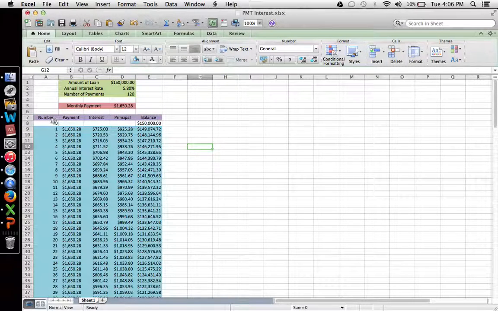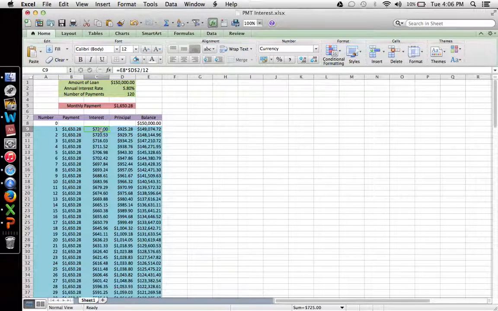In A8, I put 0 because we hadn't made any payments yet. And then in E8, I put $150,000 because that's our beginning balance. Now in A9, sorry, I just put A8 plus 1, which gives me the number 1. For payment, I just put D5, which is our monthly payment, because that's what we're going to pay every month.